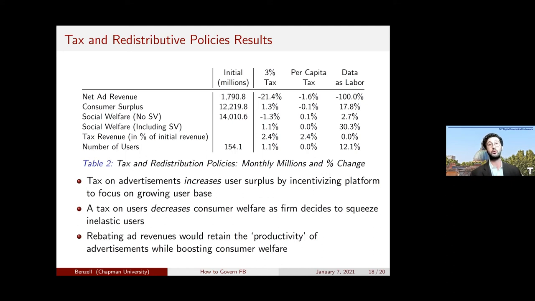It would slightly lower the amount of users in social welfare as Facebook squeezes the most elastic users tighter. Whereas data as labor is a kind of win-win: you can just pay users for viewing the ads. You can imagine a whole range of redistributions. This is an extreme case where everything was rebated, and that has a big positive effect on social welfare, 30%.